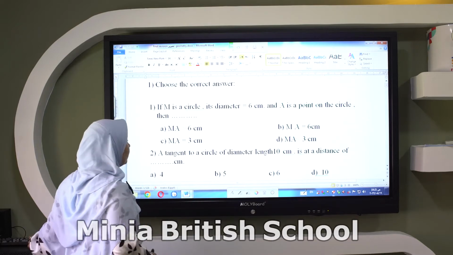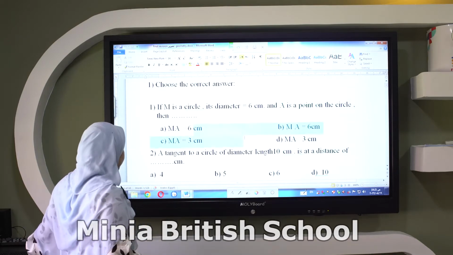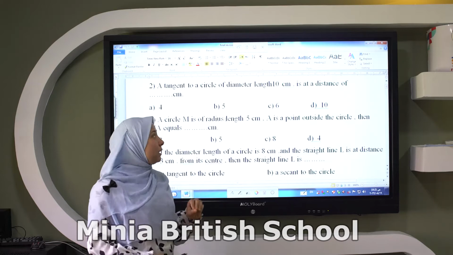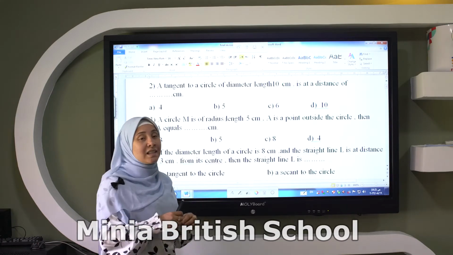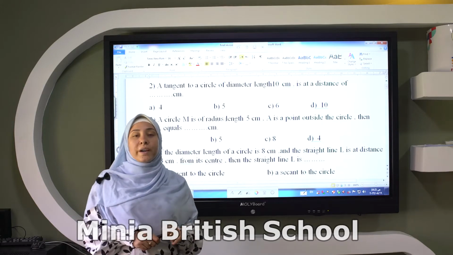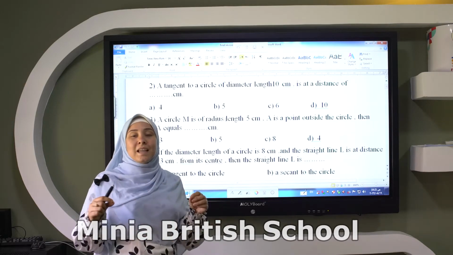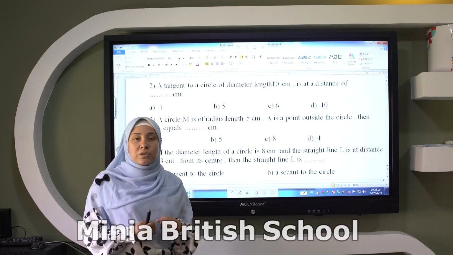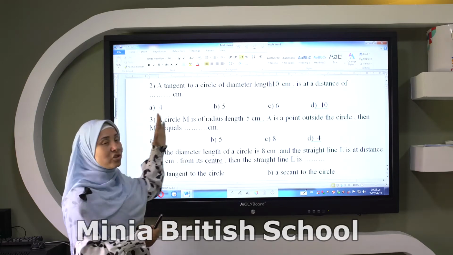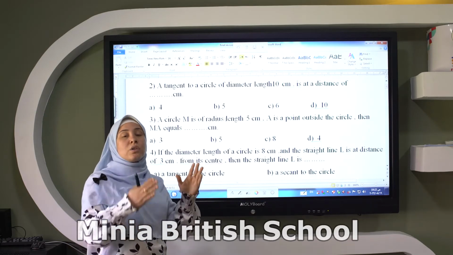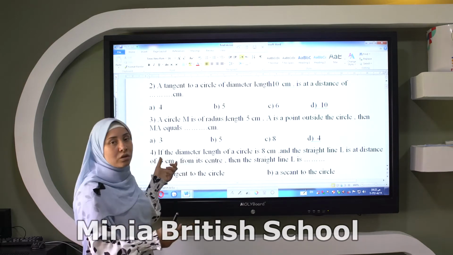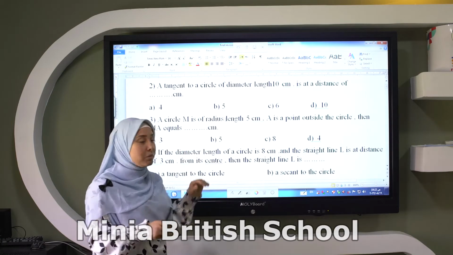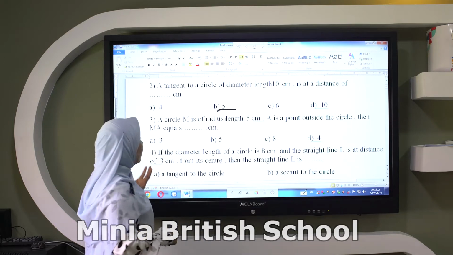Question number 2. A tangent to a circle of diameter length 10 centimeter is a distance of what centimeter? Okay, the diameter here equals 10, then the length of the radius equals 5 centimeter. This straight line is tangent to the circle. So the distance between the tangent and the center of the circle equals the length of the radius. So the distance here equals 5 centimeter. Okay, equals 5.